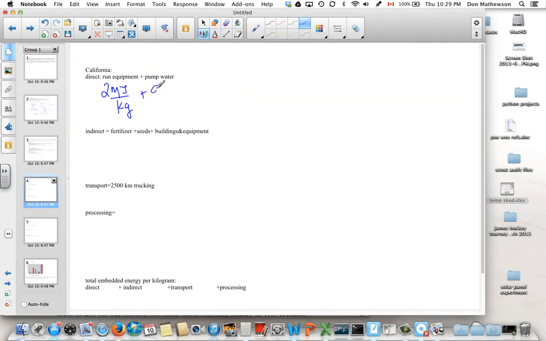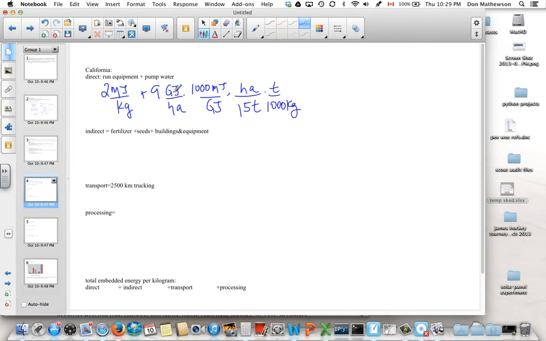Now that was given as 9 gigajoules for every hectare in production. Now first we've got to convert gigajoules to megajoules. There's a factor of 1,000 there. And next we want to convert hectares ultimately to kilograms. We do that using the yield. A hectare of field gave us 15 tons of product, and a ton is of course 1,000 kilograms.